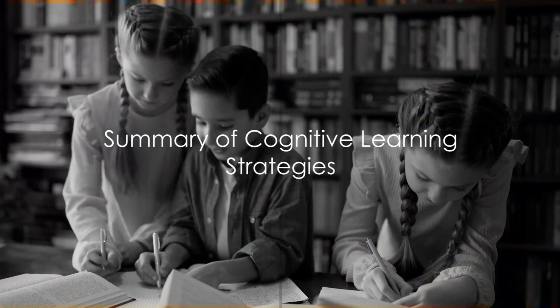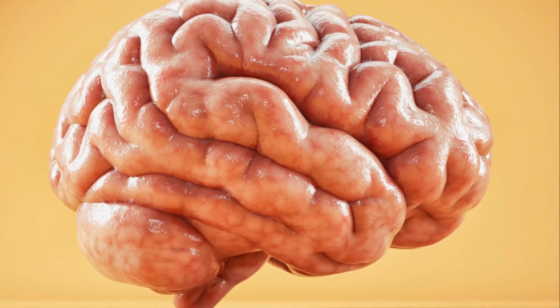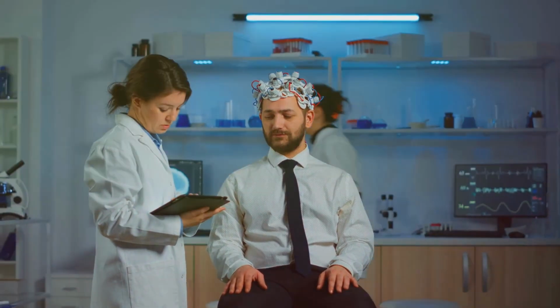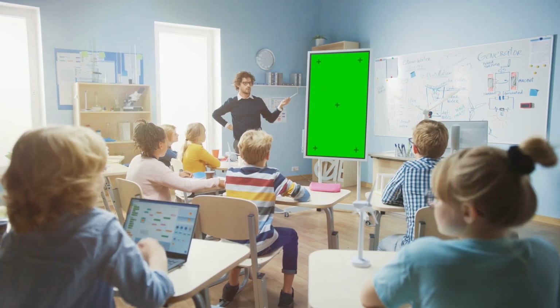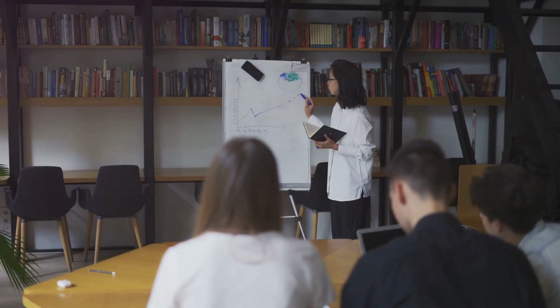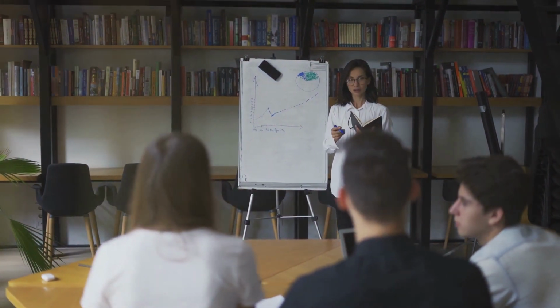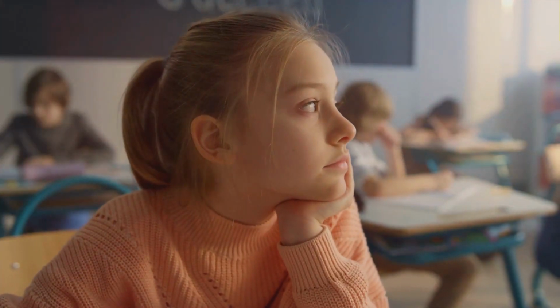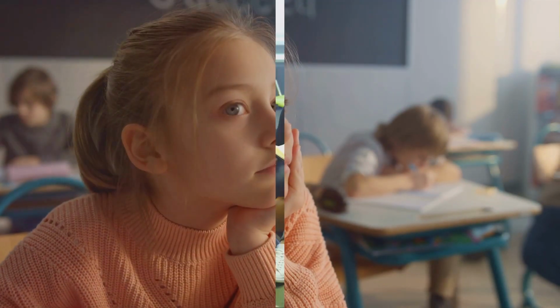Now, let's distill the key points we've discussed about cognitive learning strategies. These strategies are techniques we use to help our brains better process and retain information. They involve active learning, where we engage with the information in a meaningful way. The three fundamental strategies we discussed are elaboration, where we connect new information to what we already know; organization, where we structure information in a way that makes sense to us; and metacognition, where we reflect on our own learning process and make adjustments as needed.